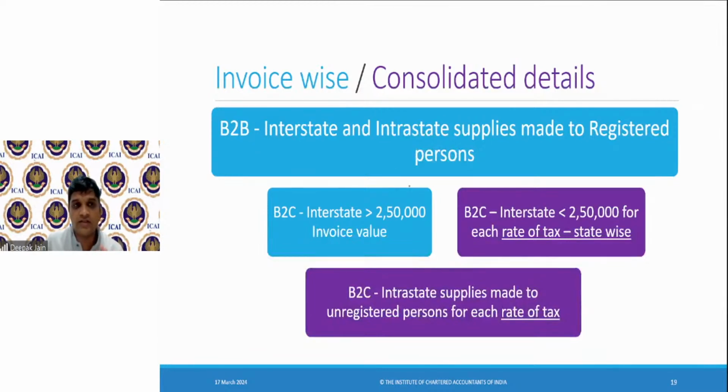Another way to report this is B2B, interstate and intrastate supply made to registered person. B2C, what is there in blue is invoice wise, what is in purple is consolidated wise. Interstate and intrastate supplies to registered person, invoice wise. Interstate, more than 2.5 lakh, invoice wise. B2C, interstate, less than 2.5 lakhs, consolidated. B2C, intrastate, unregistered, again consolidated. Clear now?